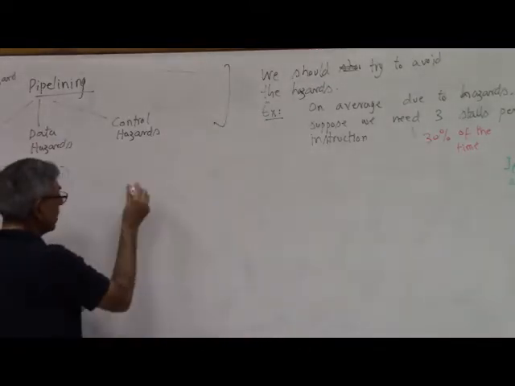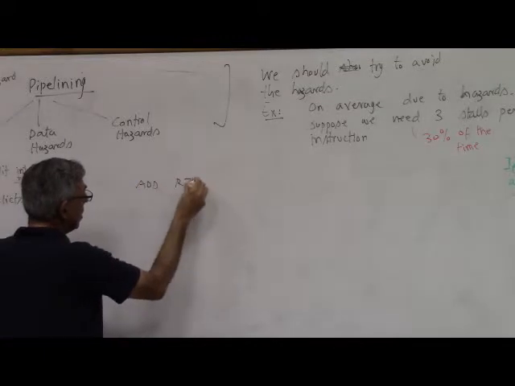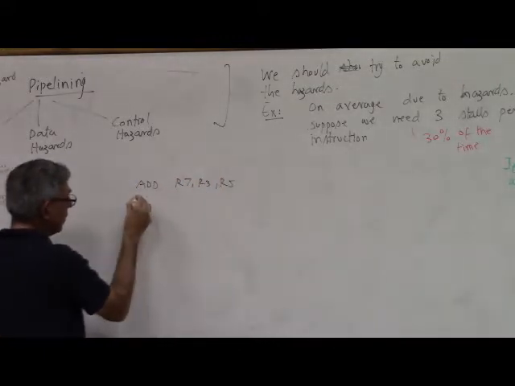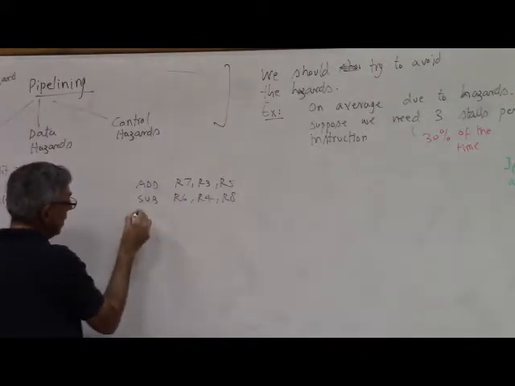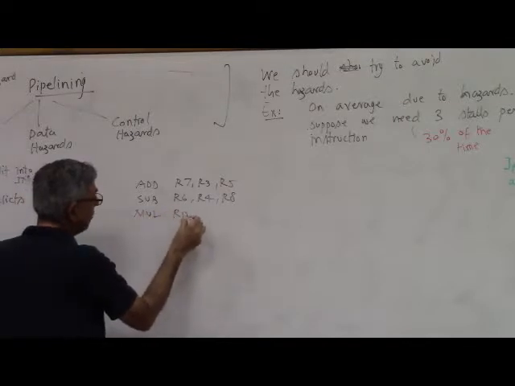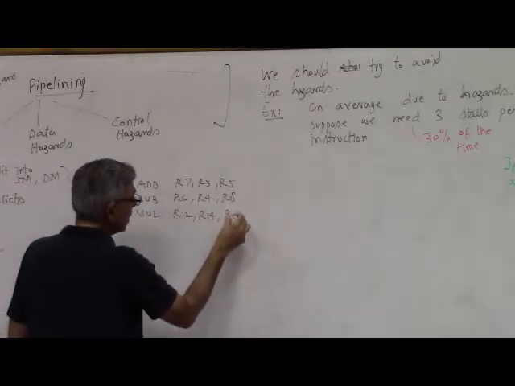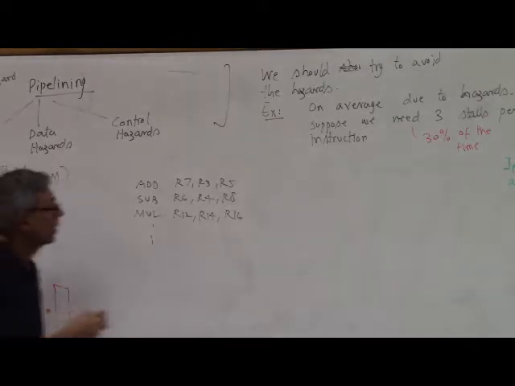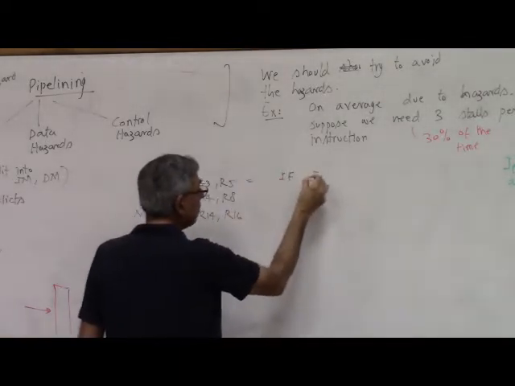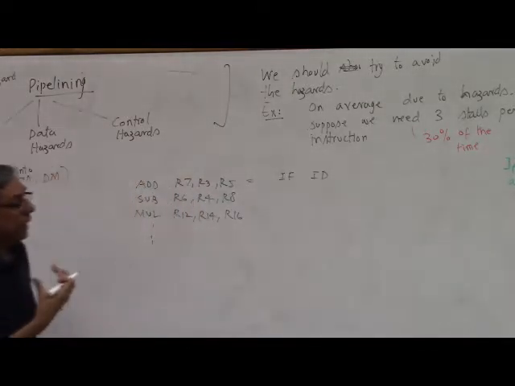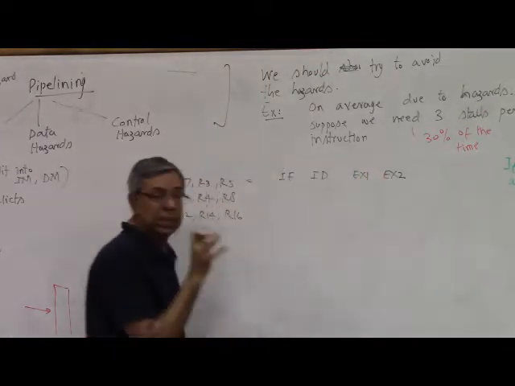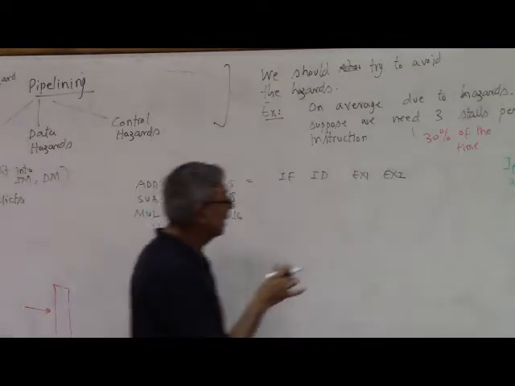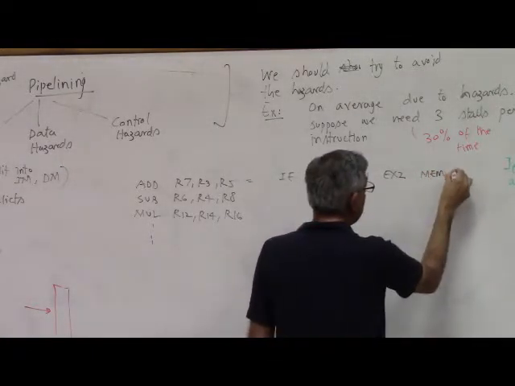Okay, so then suppose we have add R7, R3, R5, subtract R6, R4, R8, multiply R12, R14, R16, and so on, right? Okay, so let's try to see how this will affect IF, ID. To indicate that the ALU is going to take 2 clock cycles, we'll put EX1 and EX2. So rather than just one EX, we'll put 2, EX1 and EX2, and MEM and write back.